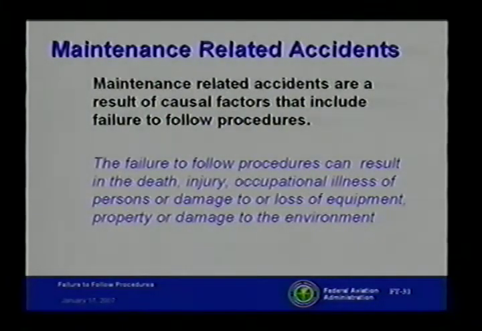Maintenance-related accidents. Maintenance-related accidents are a result of causal factors that include failure to follow procedures. And that's a term that if you haven't been hearing it already, you're going to be hearing it throughout the rest of the year. This one I particularly want to read. I don't like reading all of them, but this one I particularly would like to. The failure to follow procedures can result in the death, injury, occupational illness of persons or damage to or loss of equipment, property, or damage to the environment. And we all know how that affects us. We don't like it because this is our bread and butter and we want to stay away from it.